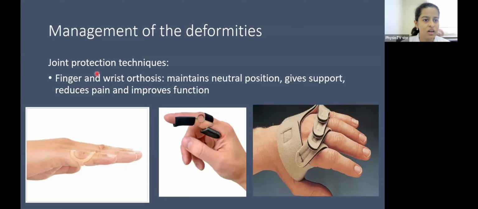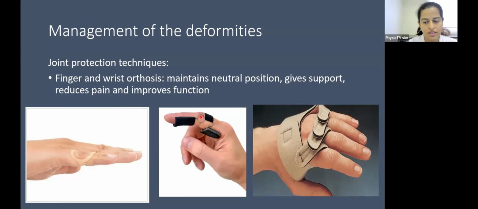Along with the medical management, joint protection techniques are very important, which are going to reduce the forces over the damaged soft tissue. Most commonly used are the finger and wrist orthoses. These are going to maintain the joints in a neutral position and give support to it. Because it is maintained in a constant neutral position, it can help in reducing inflammation, and it prevents deformities and maintains the joint alignment. As it is giving a constant support, it can help in reducing pain and improving the function.